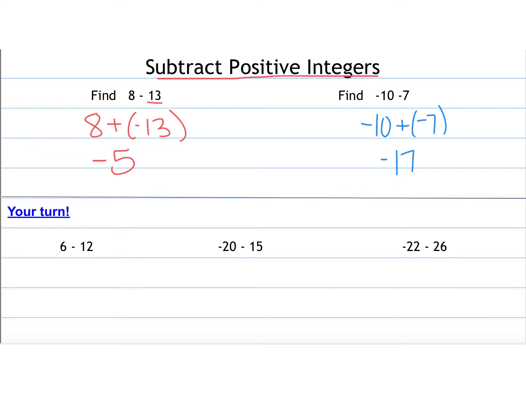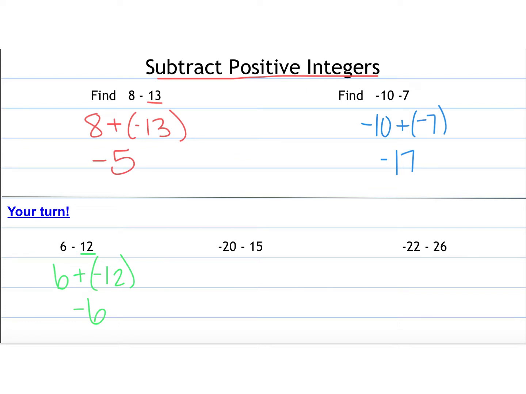So pause, try these ones on your own, and then watch through to see if you did them correctly. 6 minus 12. We're trying to take away more than we have. We only have 6, and we're trying to take away 12. So keep the first number the same, change it from subtraction to addition, and change the second number to its opposite. This is a positive 12, so we're going to make it into a -12. Since the signs are different, we're going to subtract. 12 minus 6 is 6. We have more negatives, so our answer is going to be a -6.